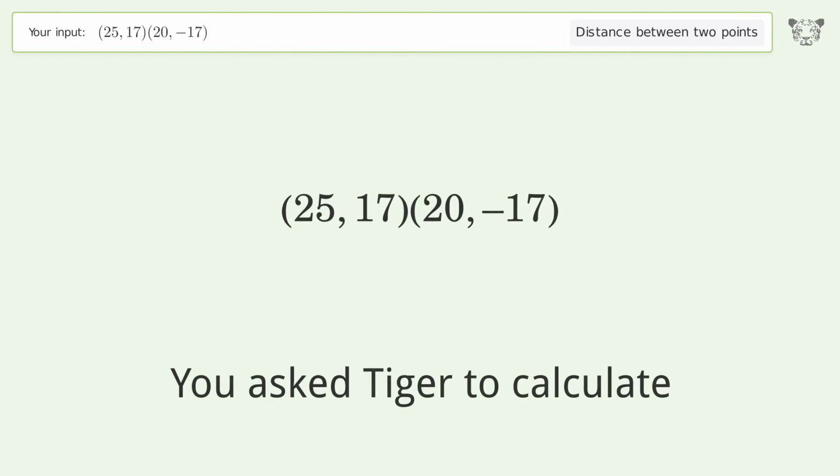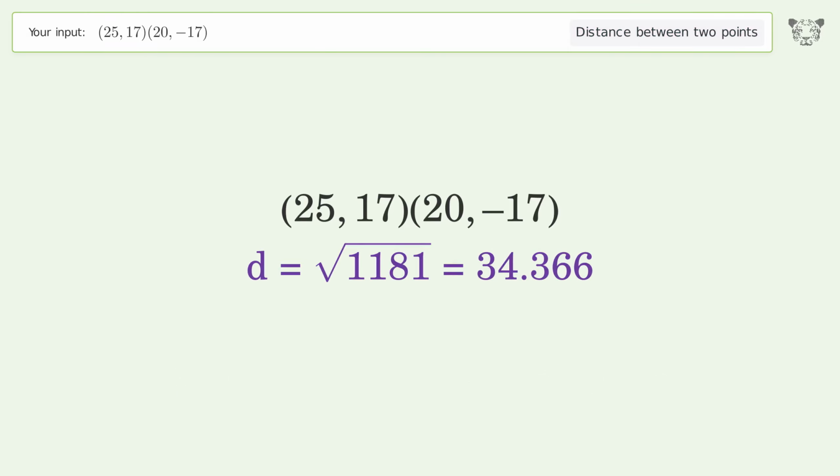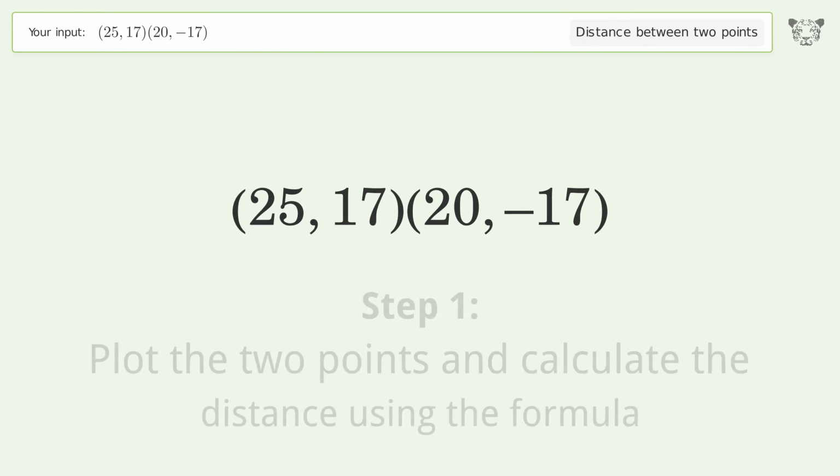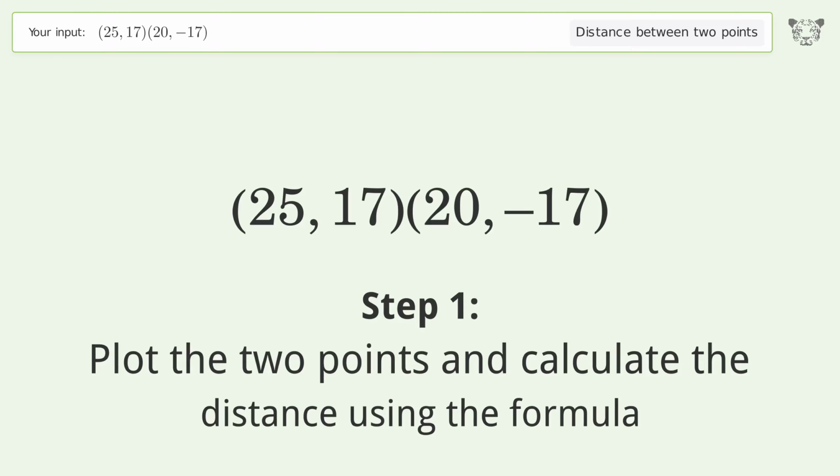You ask Tiger to calculate. This deals with the distance between 2 points. The distance between the 2 points is the square root of 1181, or 34.366. Let's solve it step by step. Plot the 2 points and calculate the distance using the formula.